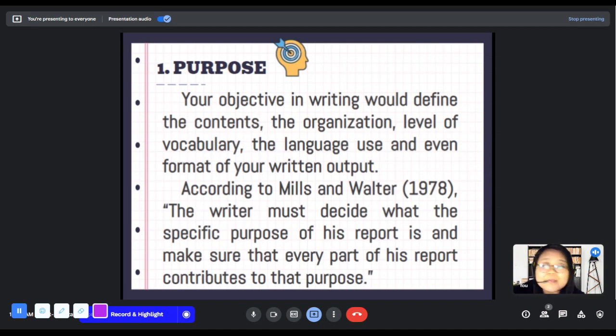And even the format of your written output. Again, all writings, might it be a book review, article, or critique, have a format or components and requirements that we need to follow. And lastly, according to Mills and Walther, 1978, the writer must decide what the specific purpose of his report is and make sure that every part of his report contributes to that purpose.